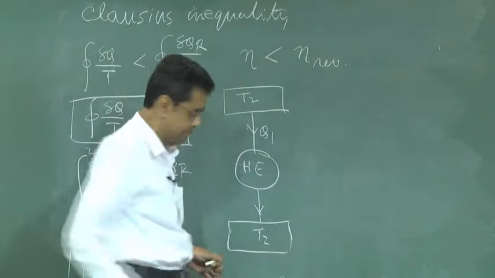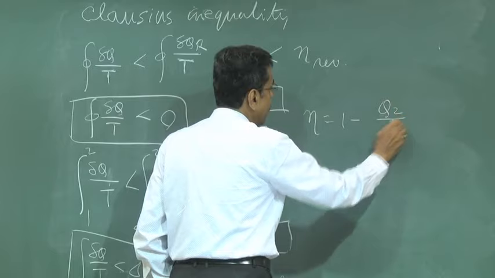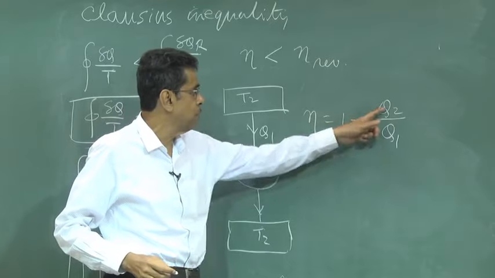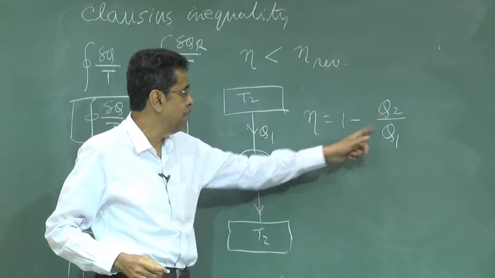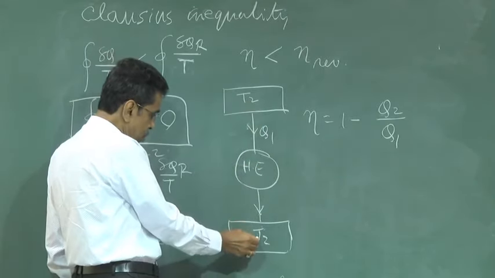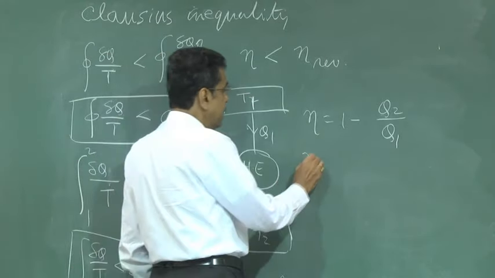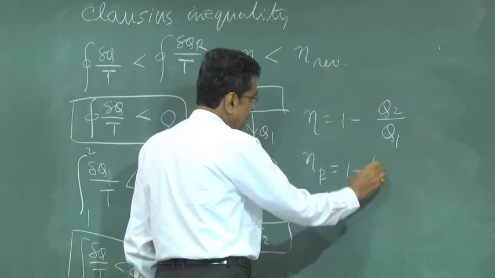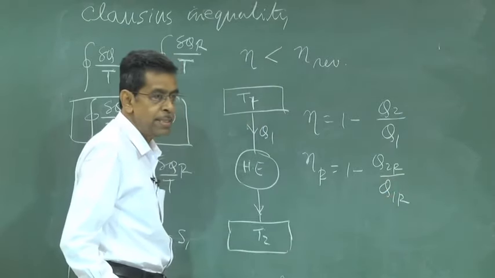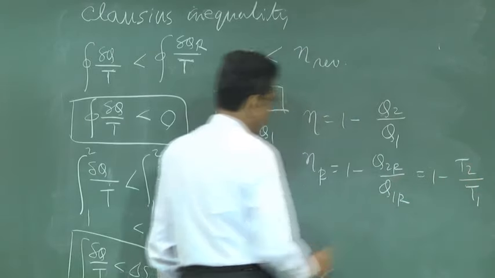Now consider an irreversible engine. Its efficiency eta, from the first law, that is conservation of energy, is 1 minus Q2 by Q1, that is Q1 minus Q2, the work, divided by the heat. Now if we have a reversible heat engine between the same source T1 and sink temperature T2, then the efficiency is 1 minus T2 by T1. This is for a reversible engine.